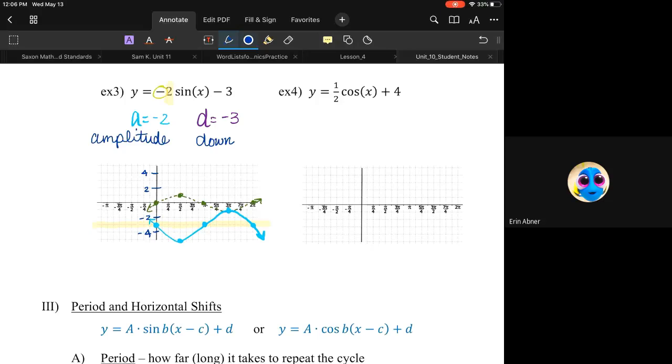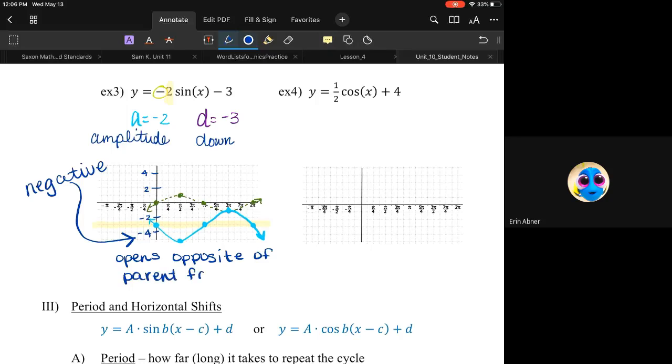So this is the first time we are seeing a negative graph, which is this one. This opens opposite of parent function. And my parent function in this case is sine of x.